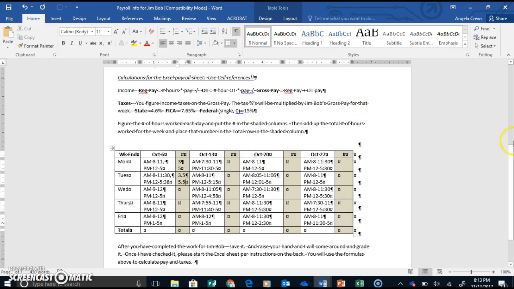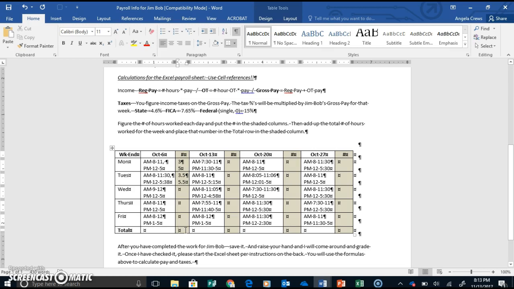Then you would add the total amount of hours worked and put that there. After you have completed the work for Bob, save it and raise your hand and I will come around and grade it. Once I have checked it, please start the Excel sheet per instructions on the back and you will use the formulas above to calculate the pay and the taxes.